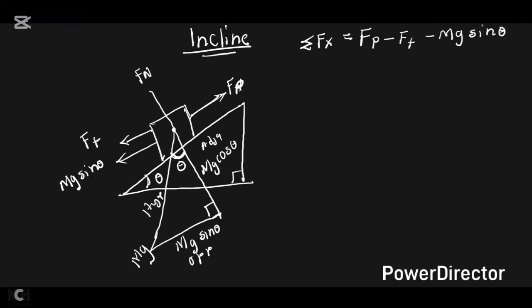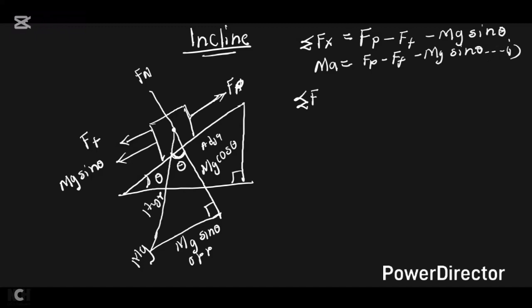So if you have been asked to calculate the acceleration in this situation, you say ma is equal to Fp minus f minus mg sine theta, like that. So that is what you call equation 1. So how about equation 2 in the y-axis?